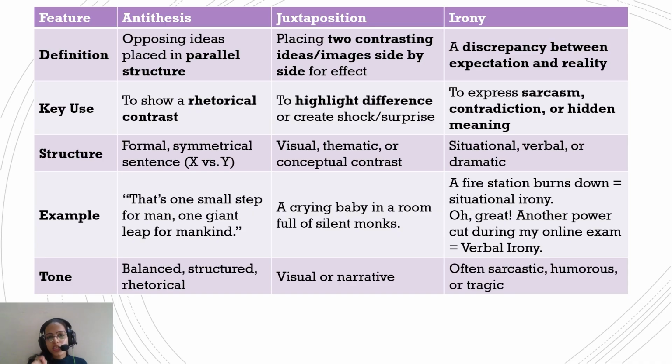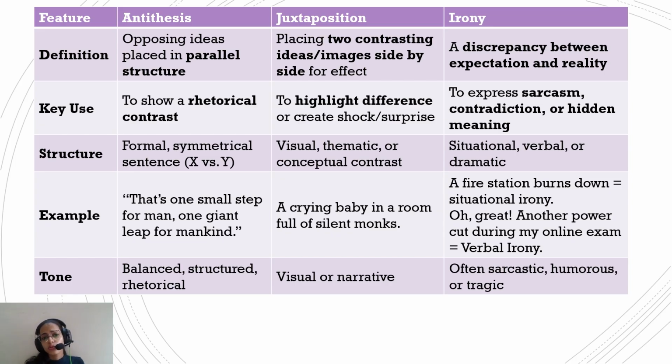Now antithesis, juxtaposition, and irony. Again, these are very similar in appearance because they are all dealing with placing opposite ideas. In antithesis, opposing ideas are placed in parallel structure. In juxtaposition, two contrasting ideas or images are placed side by side for an effect. And irony is a discrepancy between expectation and reality. For antithesis, it is supposed to show rhetorical contrast.